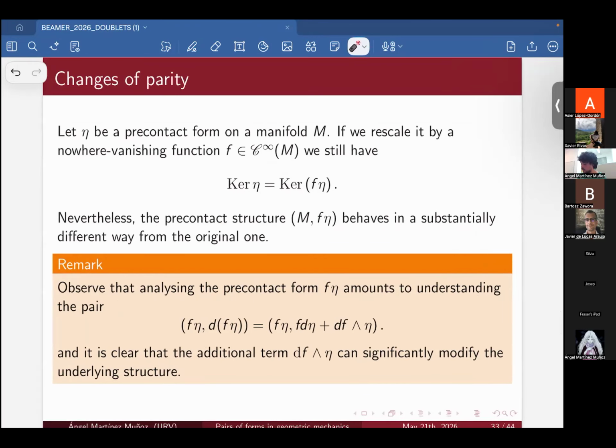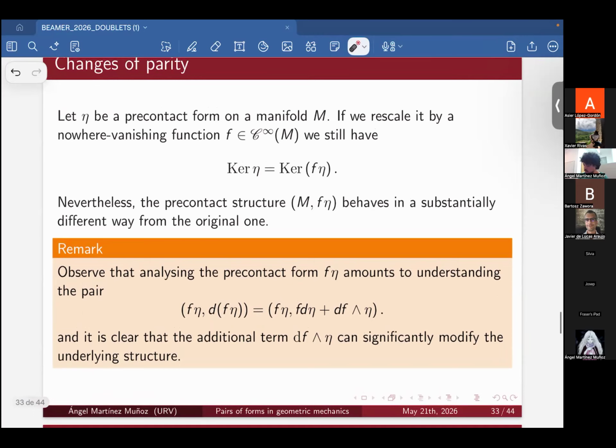So if you have a pre-contact form and you rescale it by a function, then the kernel is conserved. So if you're thinking about contact or pre-contact manifolds as these distributions of different ranks, then that is conserved. But the underlying structure, the one form structure, let's say, is not conserved. So the Reeb fields might change. You can also not have Reeb fields anymore, right?